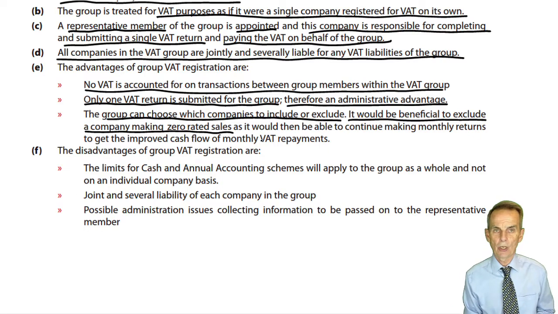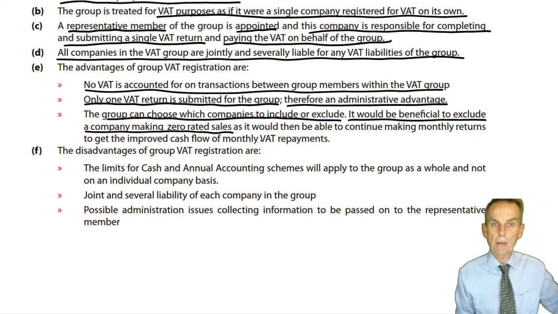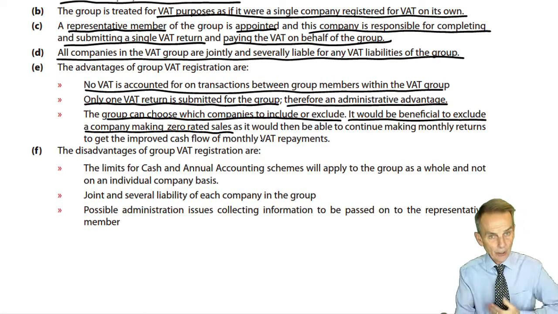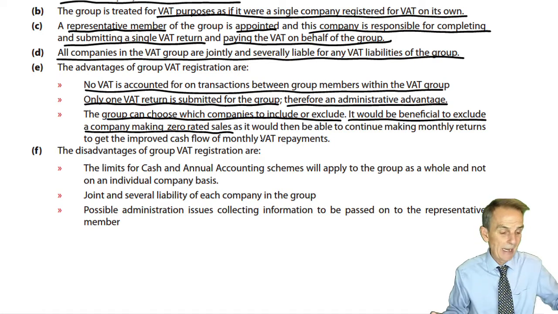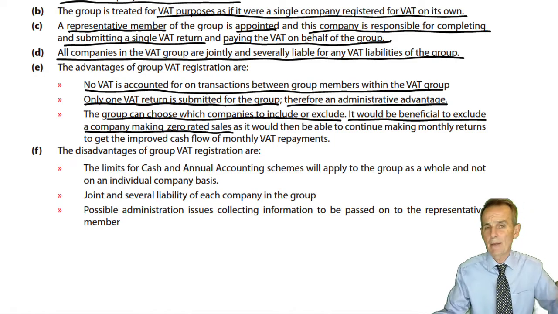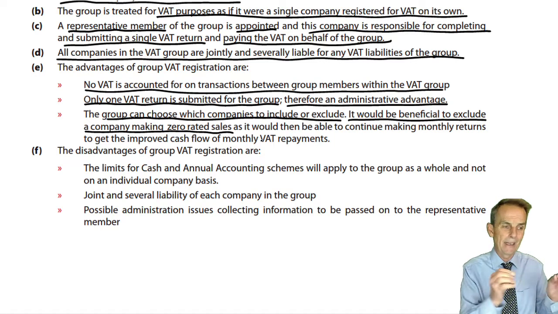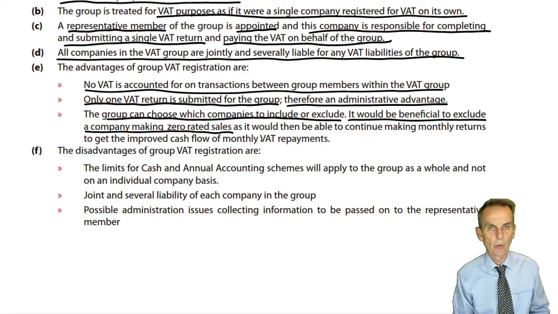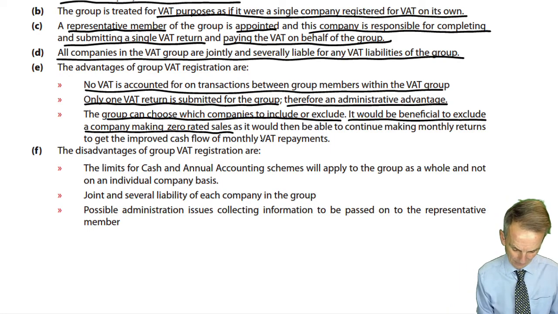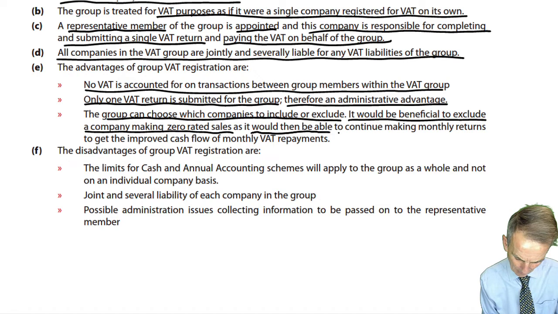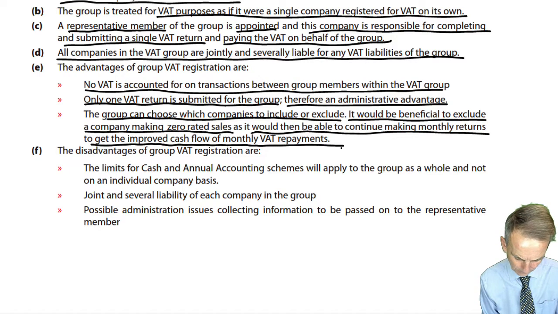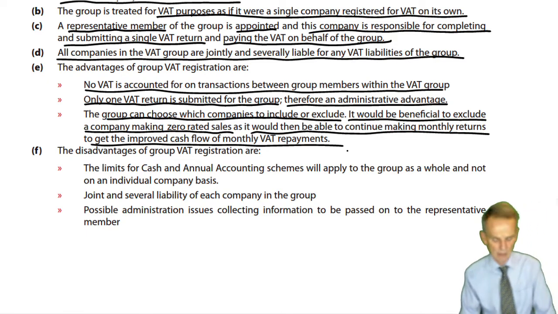We get money from HMRC every month. We only pay amounts to HMRC every quarter. That's got a cash flow advantage. By the time we get to the end of the quarter, of course, then the same amount overall will have been net paid to HMRC. But in between times, we've got that money flowing in each month. That would seem to be a good idea. That's the point made here. We would then be able to continue making monthly returns to get the improved cash flow of monthly VAT repayments, therefore.